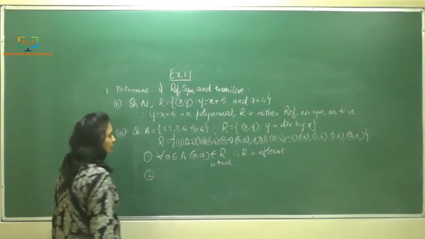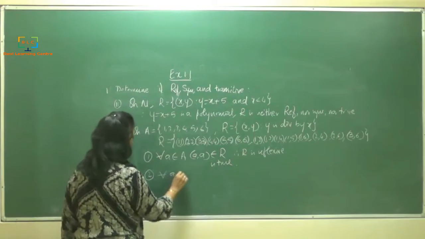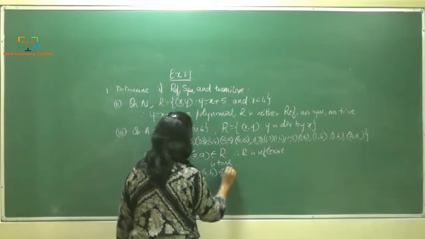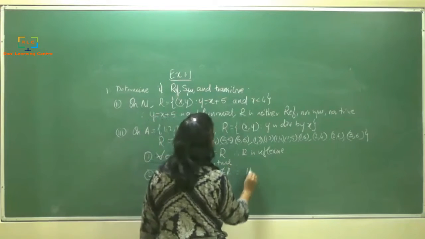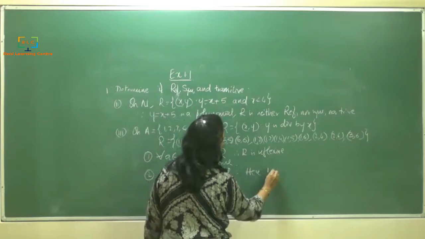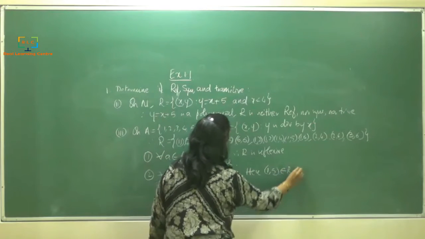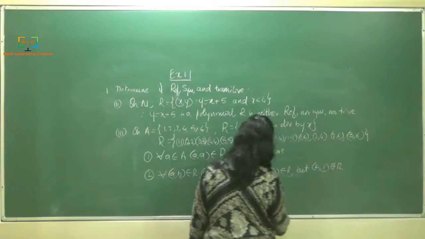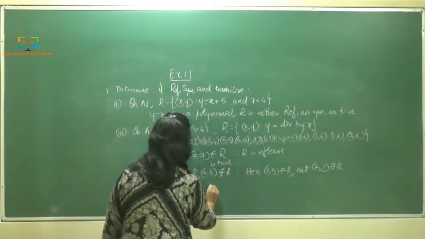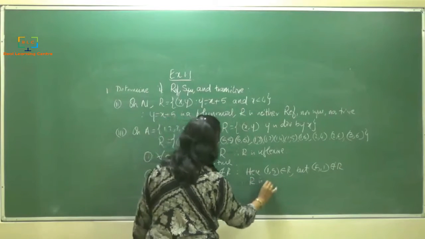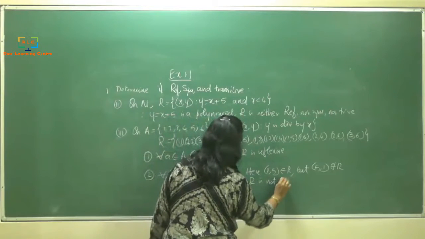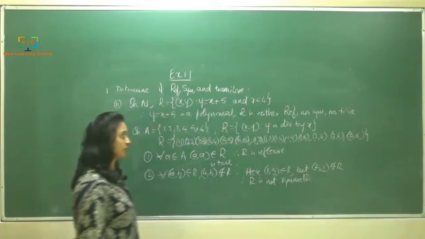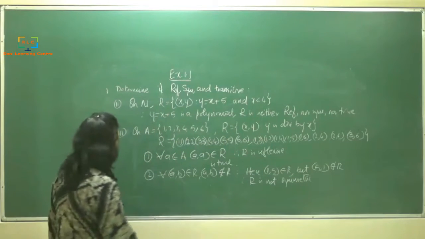Okay, second one. Now see, for all (a, b) belonging to the relation R, (b, a) does not belong to R. I'll give you an example. Here, (1,5) belongs to R, but (5,1) does not belong to R. Therefore, R is not symmetric. 2 divides 4, but 4 does not divide 2. Okay. Next, third.